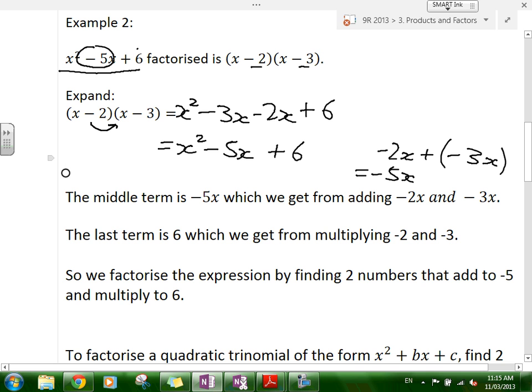We're going to do some examples where we actually try to find these two numbers. This is just to illustrate the point that when you expand the two factors of this expression, we get back to the original. And this is the way we factor it.